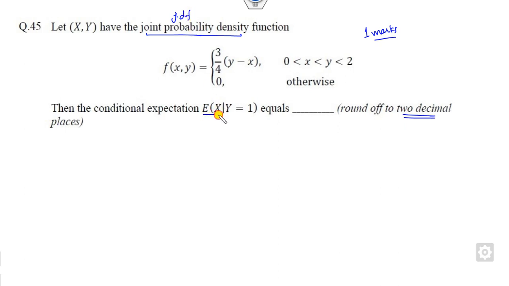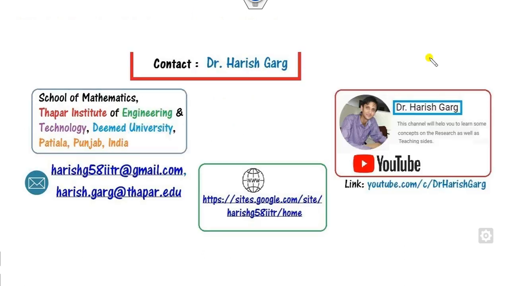The question gives the joint density function, the JDF, and you have to find the expected value of this conditional distribution. How can you find the expected value of this conditional? That's very simple. I can try to complete this within 1 or 1.5 minutes.